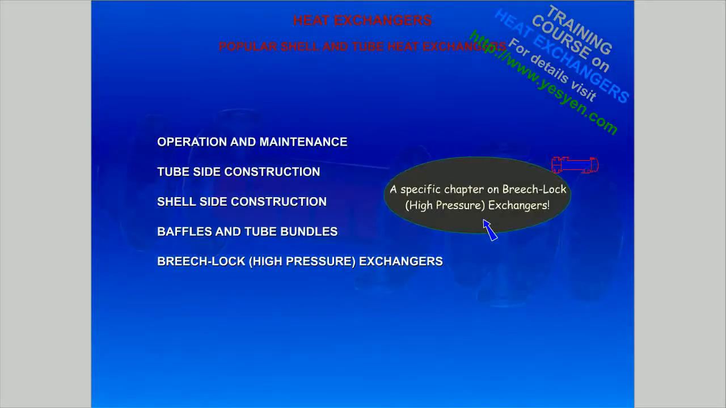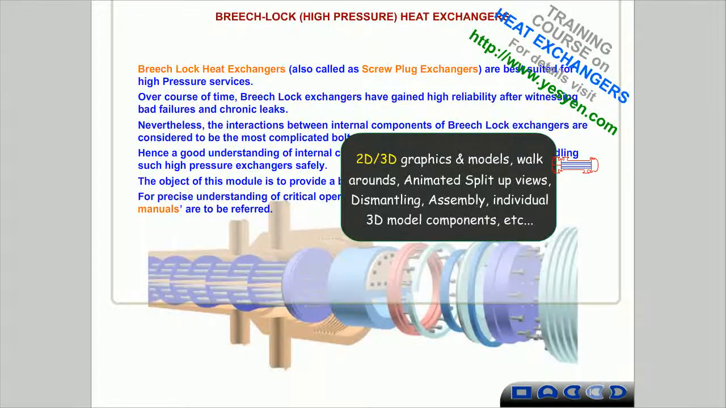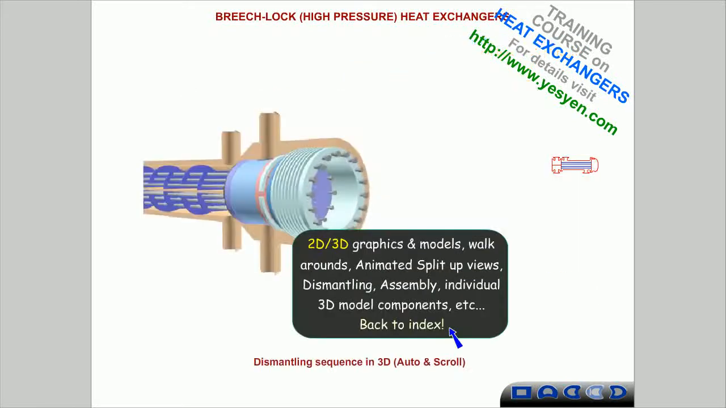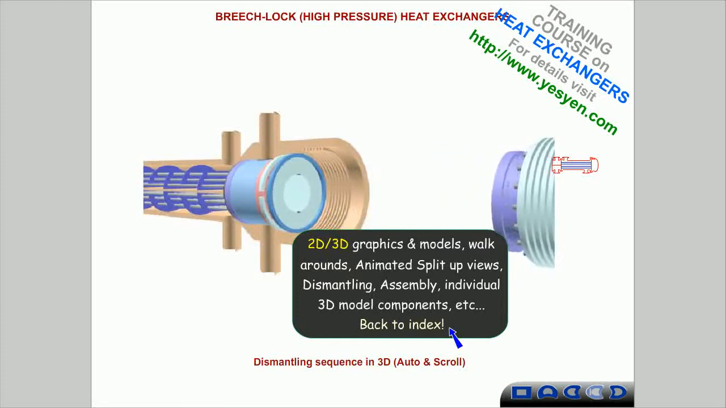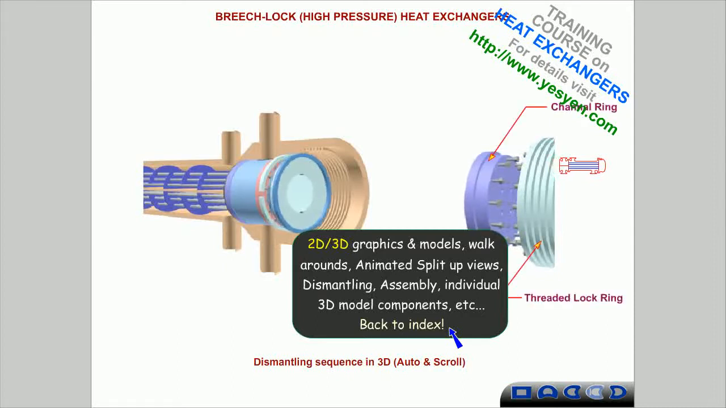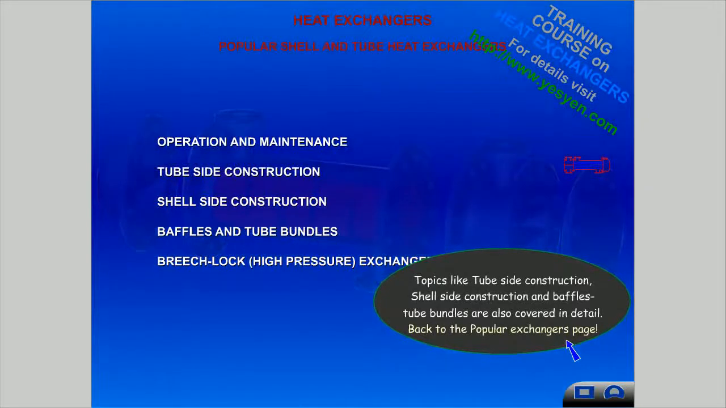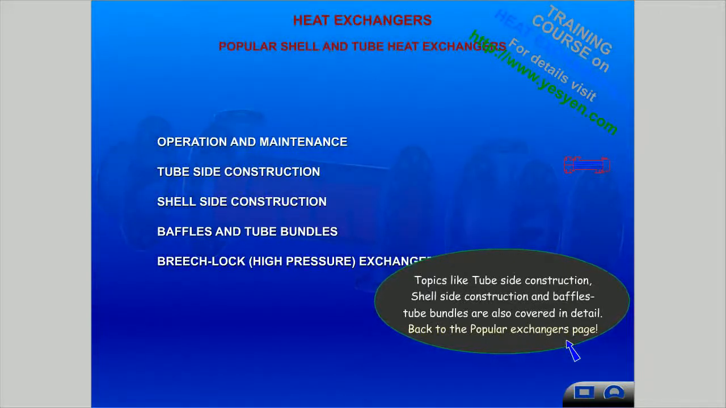A specific chapter on breech lock, high-pressure exchangers. 2D, 3D graphics and models, walkarounds, animated split-up views, dismantling, assembly, individual 3D model components, etc. Topics like tube side construction, shell side construction, and baffles and tube bundles are also covered in detail. Back to the popular exchangers page.